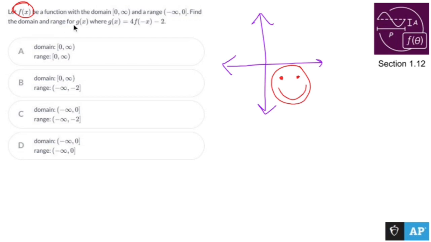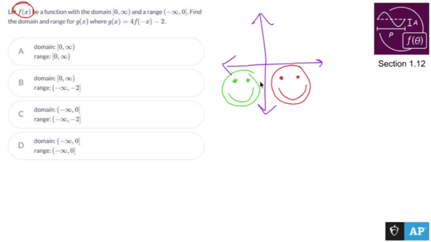Find the domain and range for g when g is 4 times f of x, which means it's super stretched out, minus 2, and then the x is negative. So first thing we need to look at: when the x is negative, it means we take this guy and flip him left to right. That is called a horizontal shift. When you negate x inside, you just flip it left to right. It's a mirror image left to right, as opposed to flipping up and down. So this is a mirror image.